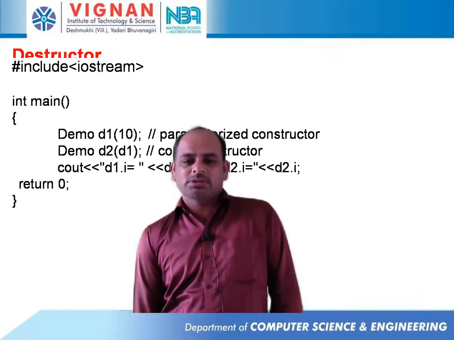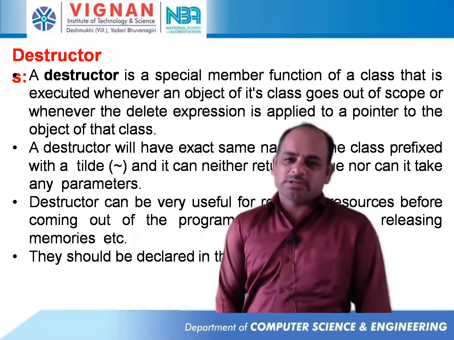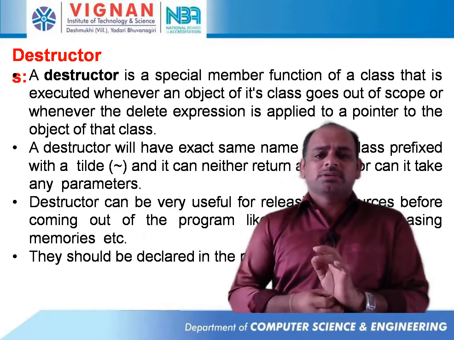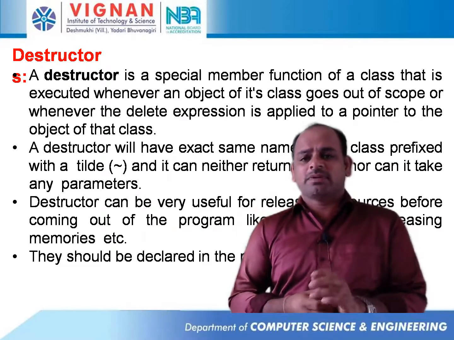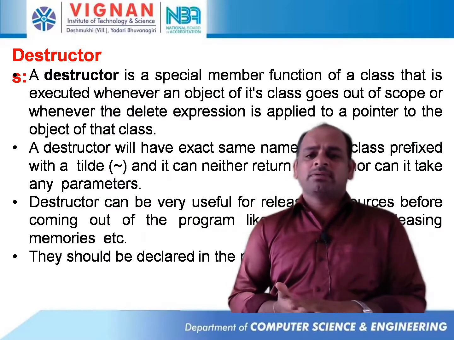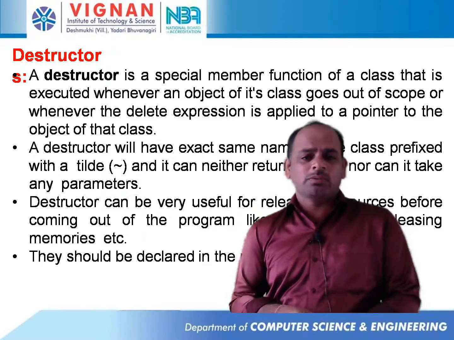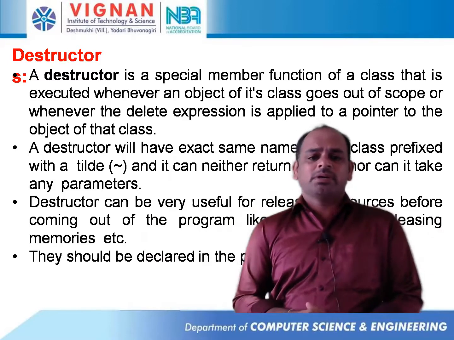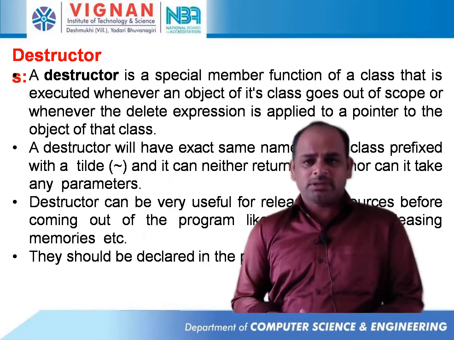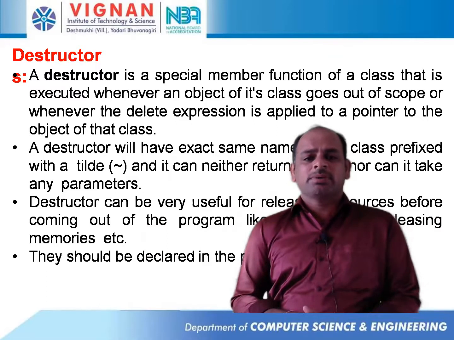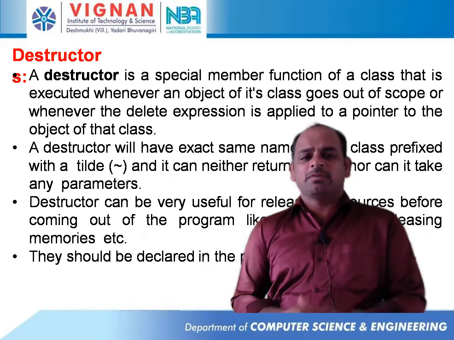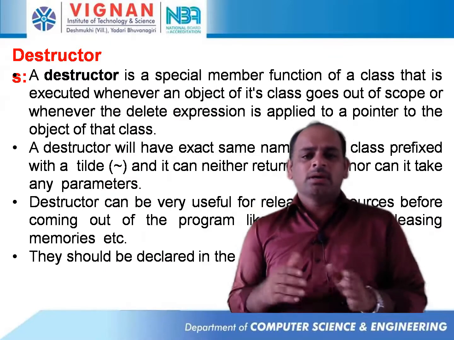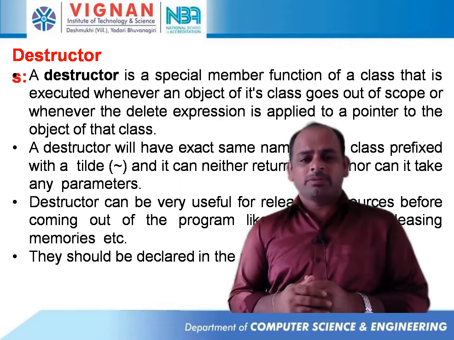So this is about the various types of constructors. The next one is the destructor. What is a destructor? It is a special member function of a class that is executed whenever an object of its class goes out of scope, or whenever the delete expression is applied to a pointer to the object of that particular class. That means the destructor is called automatically when the object goes out of scope, or else we can use the delete operator.